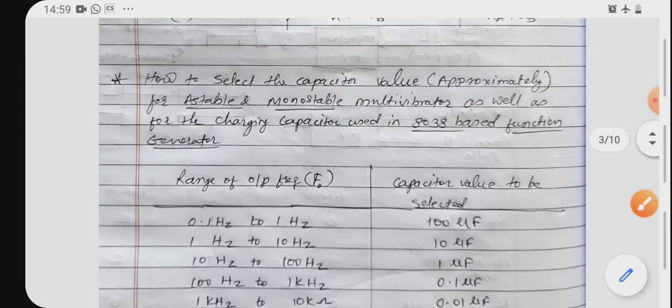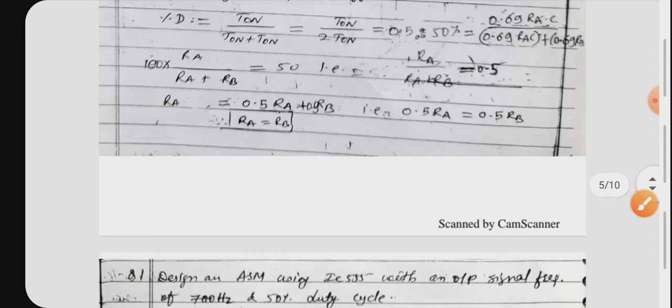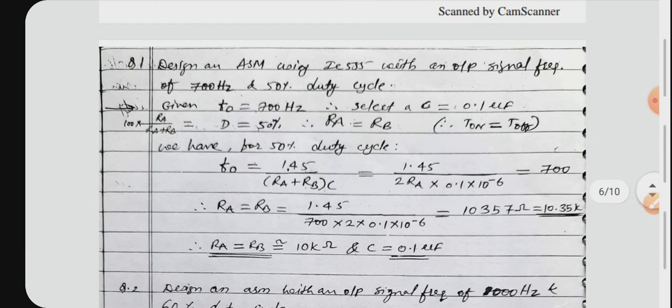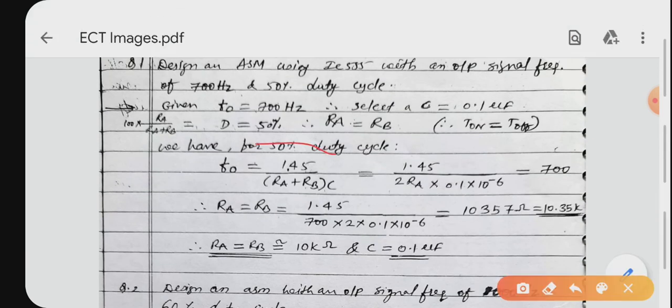Based on the given frequency we have selected the capacitor, and on that basis we have decided this formula also. So by keeping all the given values, you will get the value of RA and RB as 10 kilo ohm, and the capacitor value we have selected as 0.1 microfarad.